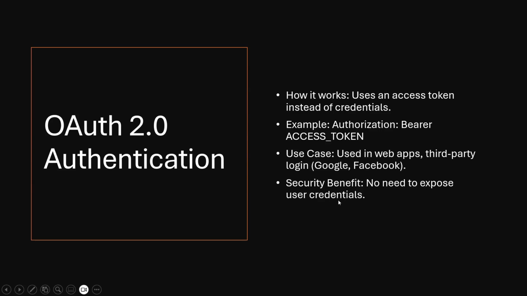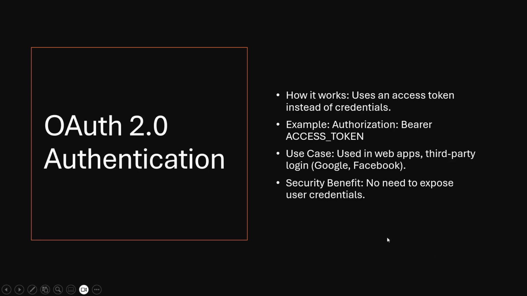Next, let's look at OAuth 2 authentication. It is a secure way to authenticate users without exposing their credentials. It is one of the most widely used authentication methods, especially in third-party integrations. OAuth 2 is a delegated authorization system. Instead of handling usernames and passwords directly, OAuth allows a user to grant permission to a third-party application to access their resources without sharing login credentials.